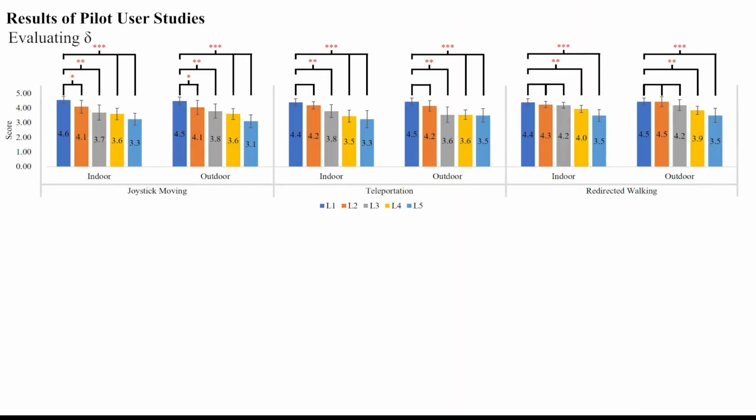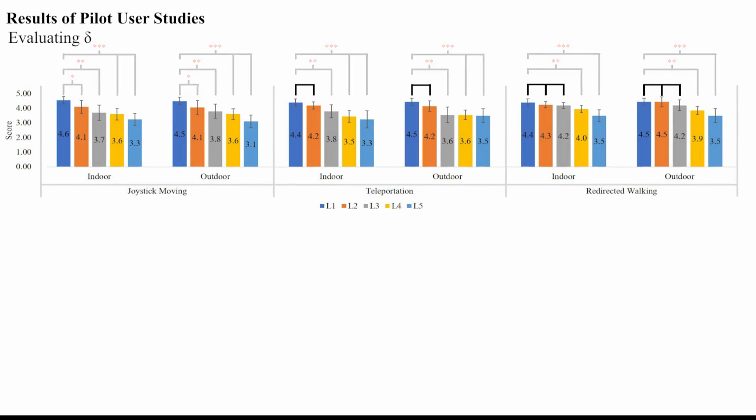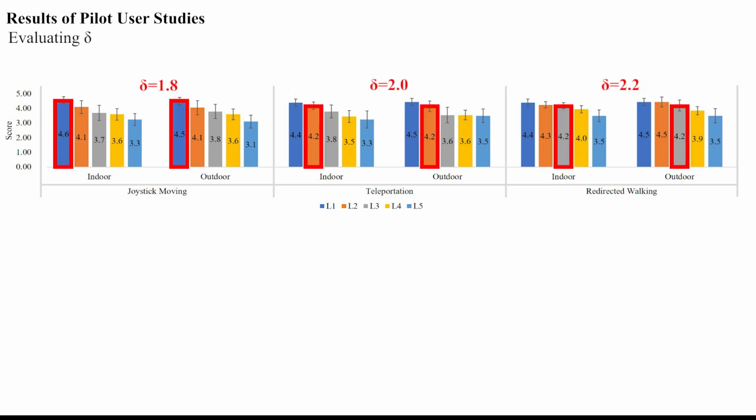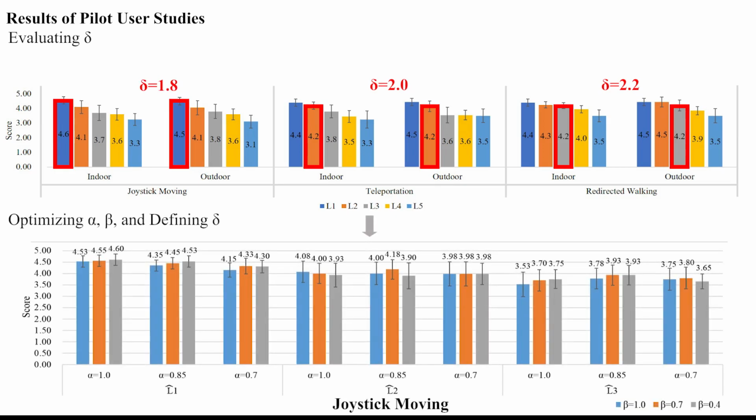We optimize the locomotion-aware coefficients for the locomotion-aware foveated rendering in pilot user studies. Firstly, we find the highest foveation level that has no significant difference with foveation level L1 for each locomotion method, so as to evaluate delta for each locomotion method. Then we optimize alpha, beta, and define delta for achieving the similar perceptual visual quality as the conventional foveated rendering with the maximum rendering acceleration.